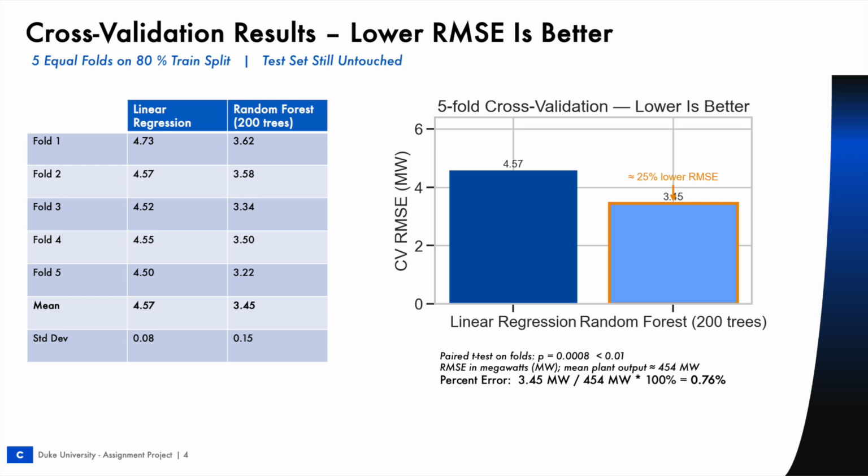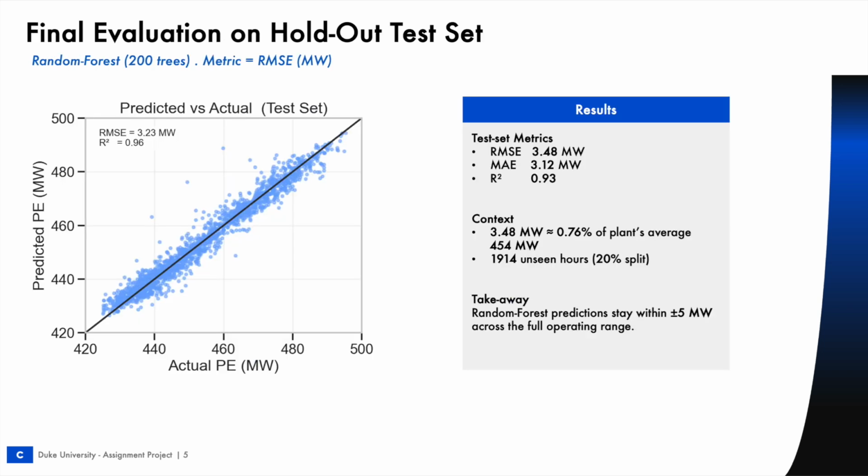Now let's freeze that model, fit it on the full 80% training data, and see how it performs on the hidden test set. Now for the model's final exam, the 1,914 rows we never let it see. Results: root mean squared error, 3.48 megawatts. Mean absolute error, 3.12 megawatts. R squared, 0.93. The plant's average load is 454 megawatts, so that RMSE is only 0.76% of typical output.